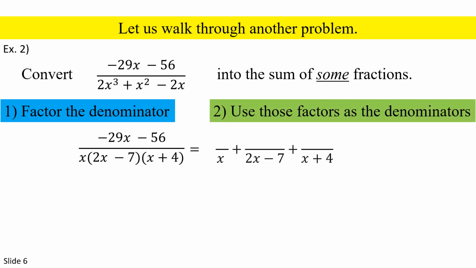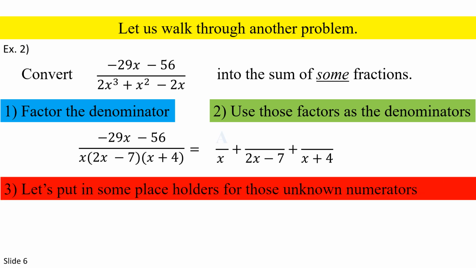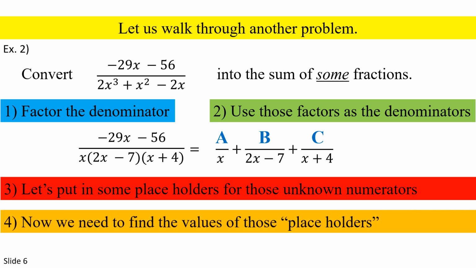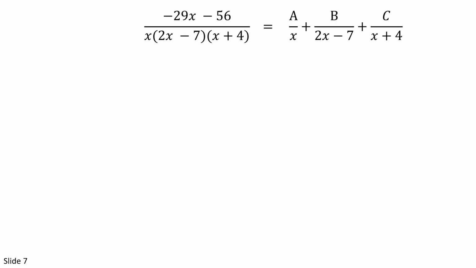Now we use those factors as the denominators. So now we have three fractions. Let's put in our placeholders. So we have A over x plus B over 2x minus 7 plus C over x plus 4. Now we need to find the values of those. So now we need to clear the fractions. So we multiply through by the common denominator.